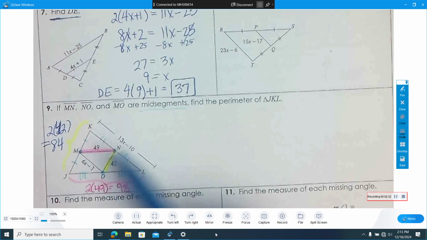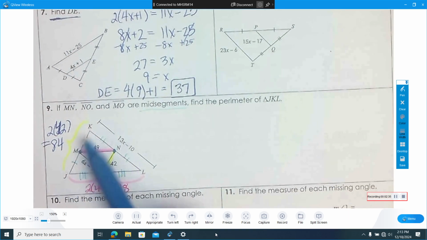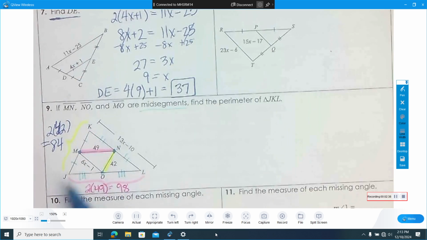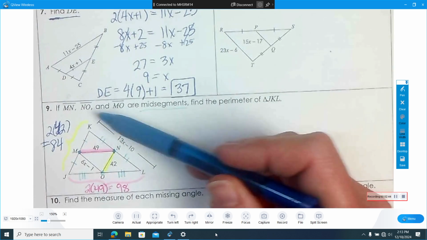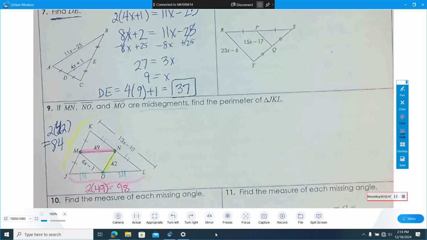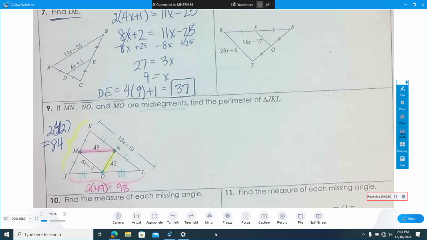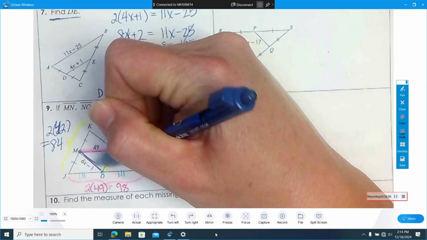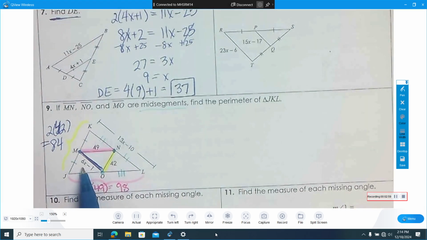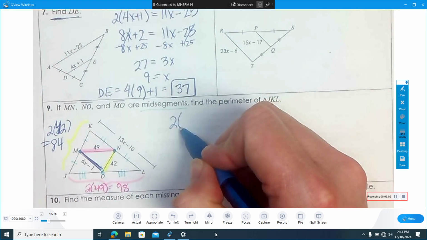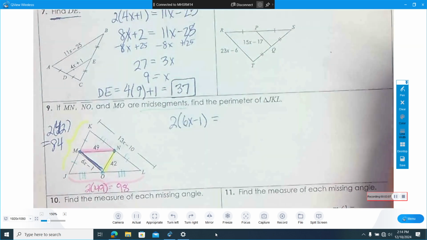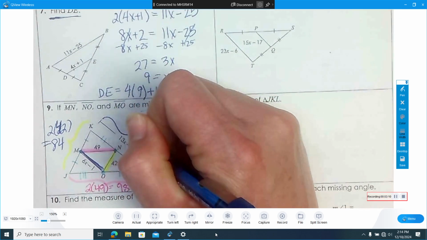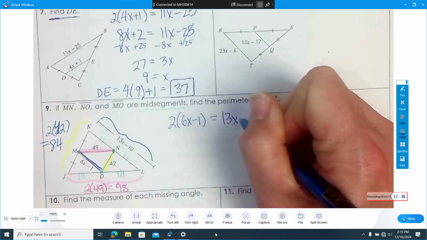Okay, so we have 2 sides. Our goal is to find the perimeter of JKL, the perimeter of the big triangle here. So we have a side of 98, we have a side of 84. We need to figure out KL. What can we do to figure out side KL? We can double 6x minus 1 and have it equal 13x minus 10. Yeah, so again, we have a midsegment here. Our midsegment is 6x minus 1. So if we double our midsegment, so twice 6x minus 1, that's going to equal that third side, which is 13x minus 10.